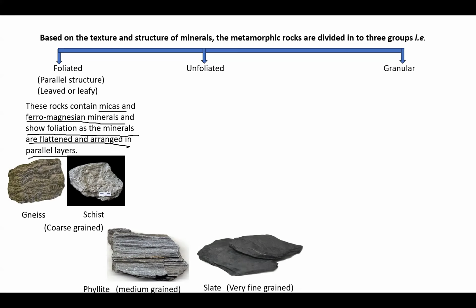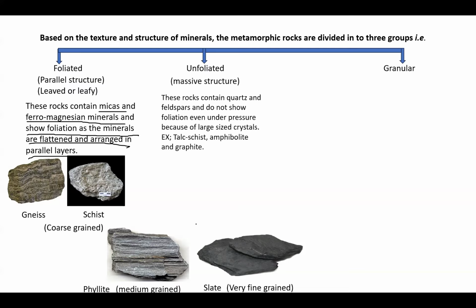These rocks contain mica and ferromagnesian minerals, and show foliation, where the minerals are flattened and arranged in parallel layers. See, the parallel layers are there. In this list, these are the coarse-grained rocks, and you can see some parallel layers here also. So this parallel layer combination is there in the foliated version. These images have given you some clarity.